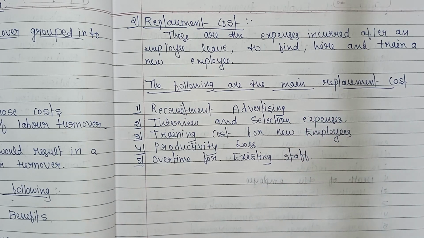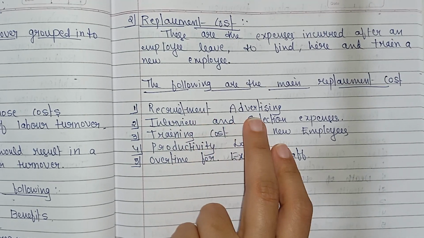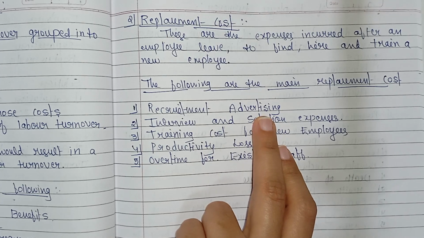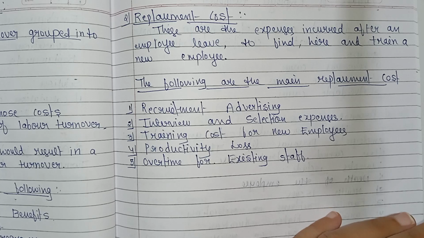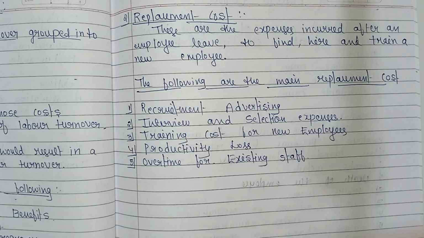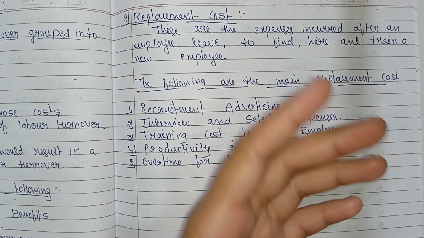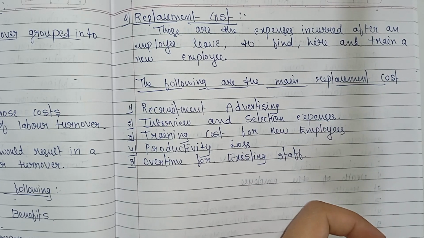Clear? So the following are the main replacement costs. The first one is recruitment advertising. It means money spent on job postings. We need to spend money for job postings and advertisements or some consultancy fees that will attract new candidates. That is replacement cost.